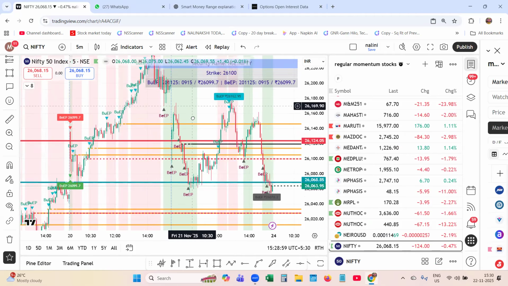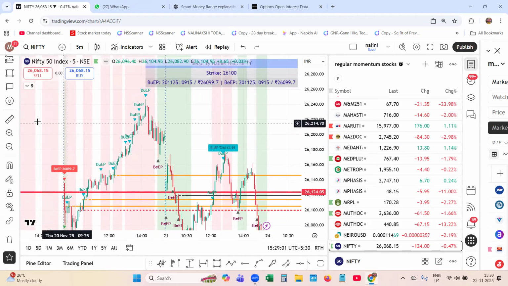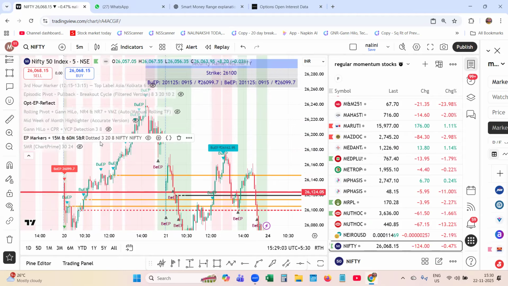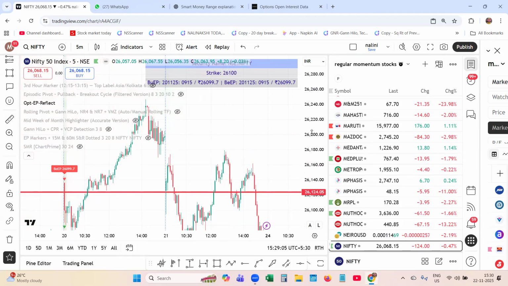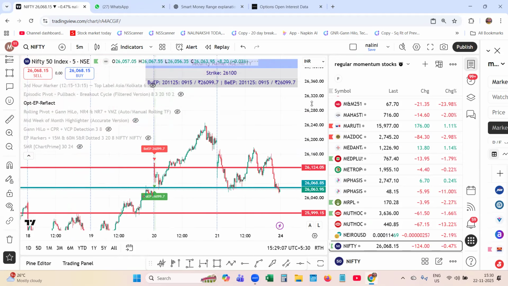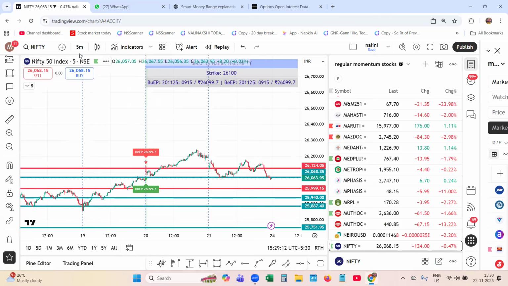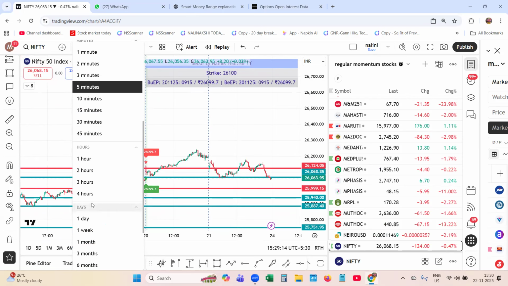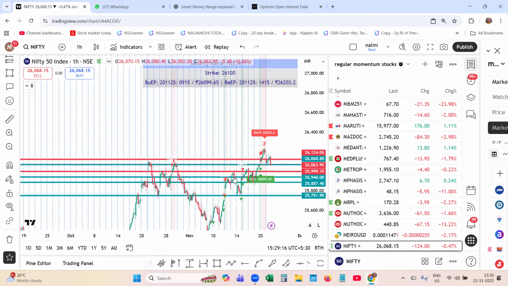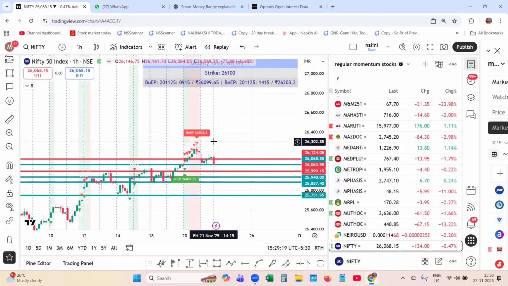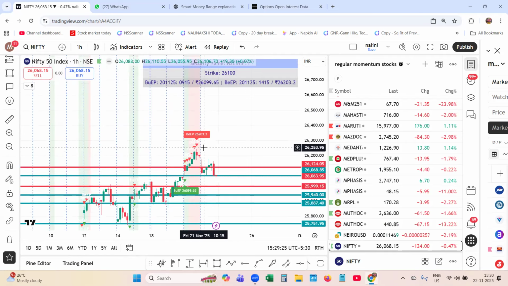For example, if you know this bearish EP, let me take out this intraday EP markers. You mark this level. See, this is the major resistance level. Let me go to hourly. You know that major resistance level is here. 26,302 or 200, something is what it is, 203. It has plotted. Major resistance level is there.